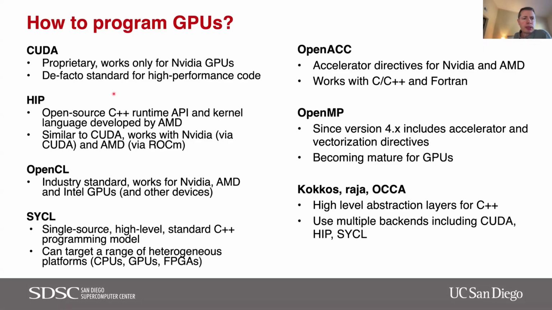We have HIP that's similar to CUDA. It works with Nvidia via the CUDA backend and AMD via the ROCm backend. And so that is an open source C++ runtime API and kernel language that was developed by AMD. So if you program for AMD GPUs, you're using HIP. Now, HIP looks very similar to CUDA. And if you do it right, we're doing this in some of our codes that we're developing, like Amber and the QUICK quantum chemistry code, about 90% of the code path is identical between CUDA and HIP.